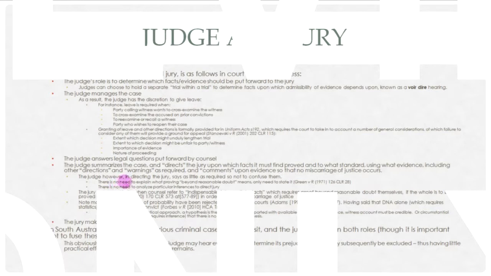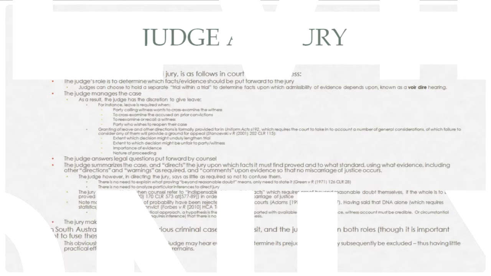There is no need to explain what proving beyond reasonable doubt means, only the need to state it, as Green v R 1971. There is no need to analyse particular inferences to direct the jury. The jury may need help when counsel refer to indispensable intermediate facts, which require proof beyond reasonable doubt themselves, if the whole is to be proved, and that's Shepard v R 1990, in order to prevent miscarriage of justice. No mathematical models of probability have been rejected by Australian courts, and that's Adams 1996, having said that DNA alone, which requires statistics, has been used to convict, and that's Forbes v R.